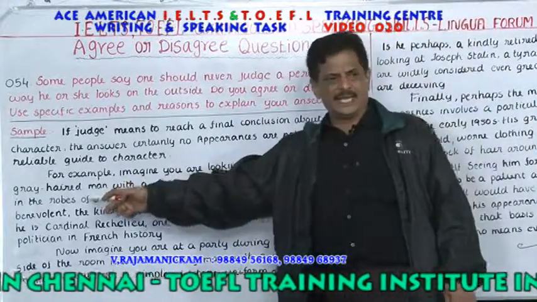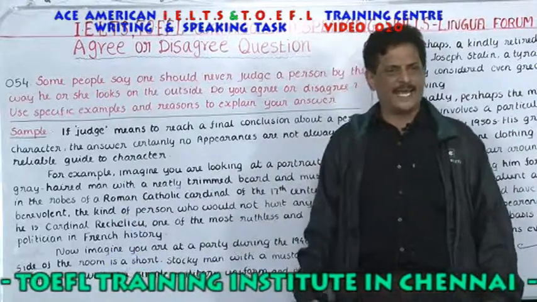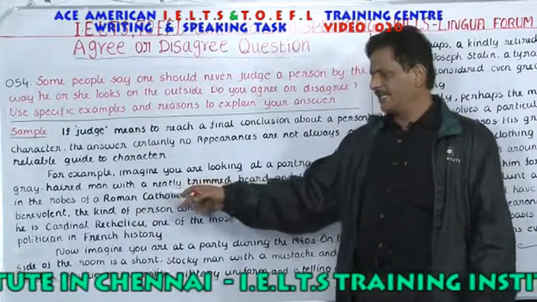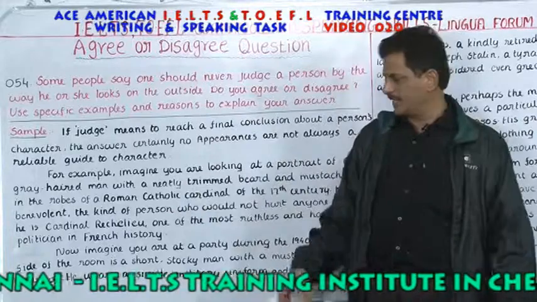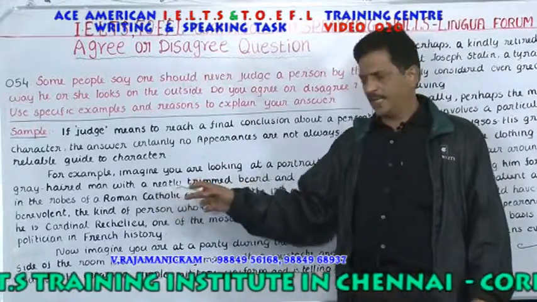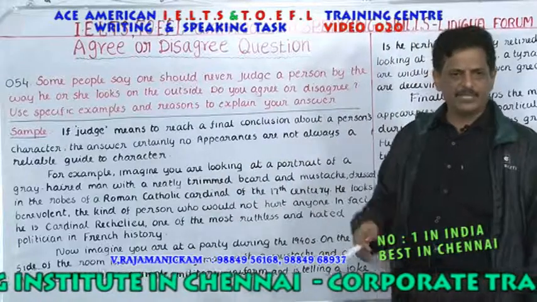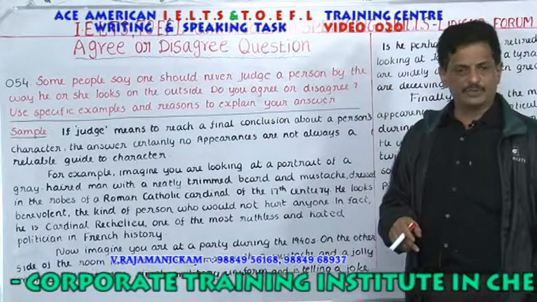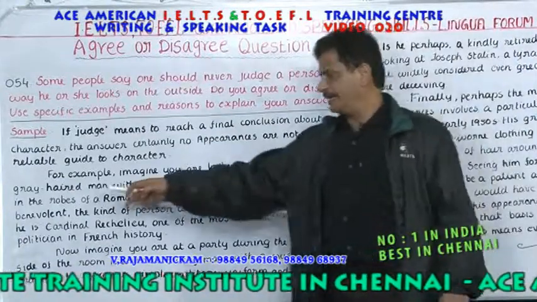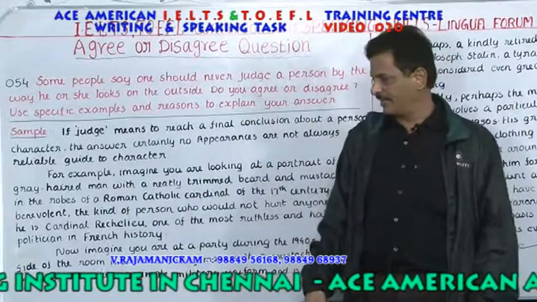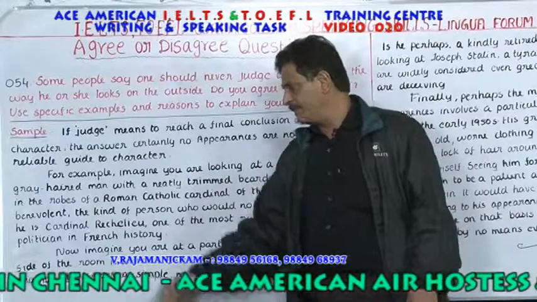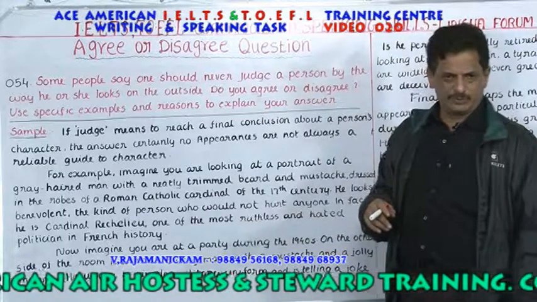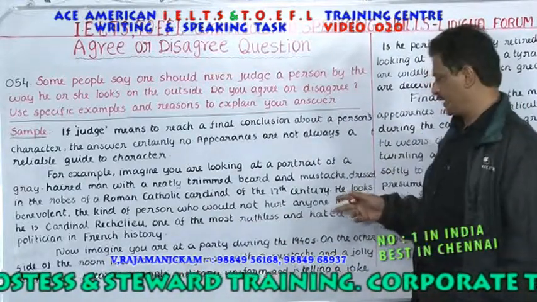Dressed in the robes. ரோப்ஸ் என்றால் என்ன? பாதிரியார்கள் அணியக்கூடிய உடையை ரோப்ஸ் என்று சொல்கிறீர்கள். Roman Catholic cardinal. போப் ஆண்டவரை தலைவராக கொண்டிருக்கக்கூடிய சர்ச்சினுடைய கார்டினல் என்று சொல்லக்கூடிய அதிகாரமிக்க சாமியாராக இருக்கக்கூடியவர். Of the 17th century, 17வது நூற்றாண்டு. He looks benevolent, பார்ப்பதற்கு ரொம்ப தாராள மனதுடையவரை போன்று இருக்கிறார். Benevolent என்றால் தாராள மனம். The kind of person who would not hurt anyone, யாரையும் காயப்படுத்தாதது போல, மன கஷ்டத்தை உண்டாக்காதவர் போன்று இருக்கிறார்.